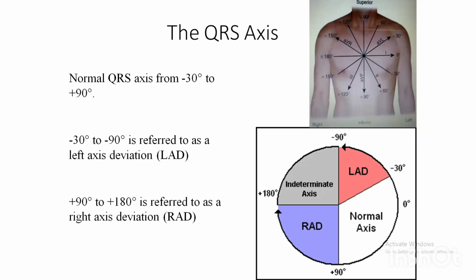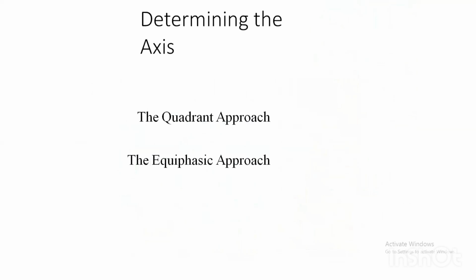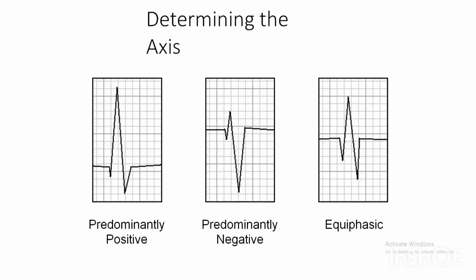So how can we determine the axis? For the QRS axis, there are two approaches: the quadrant approach and the equiphasic approach. The quadrant approach is very popular and very easy. Here we see whether the complex is predominantly positive, predominantly negative, or equiphasic.